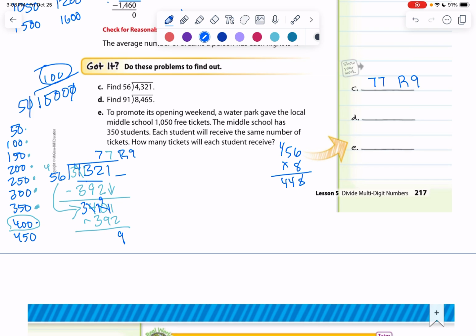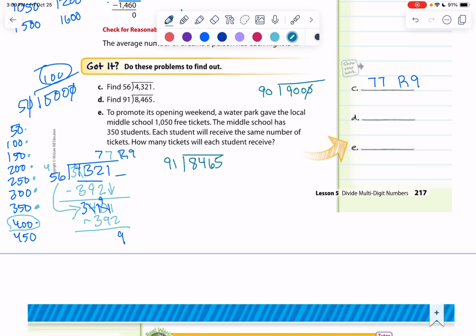Okay, all right, I got to erase just a little bit to make room. Maybe you're using a whiteboard. I don't know. Okay, so I'm going to change colors so we don't get confused here. This time we are working through 8,465 divided by 91.